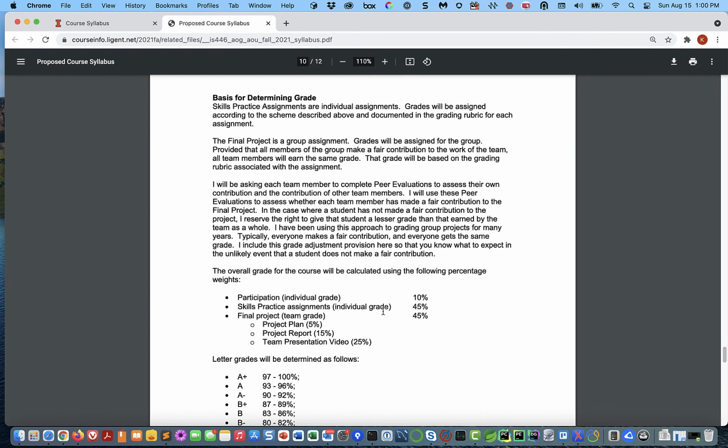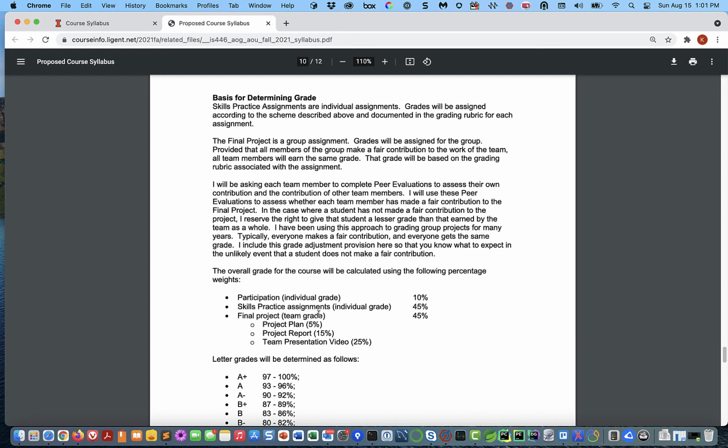Okay, so the basis for determining your overall grade: 10% of it is going to be your participation grade, that's individual. Your skills practice assignments are going to be 45% of your grade, that's individual again. And then your final project is going to be 45% of your grade. That's going to be a group or team grade.